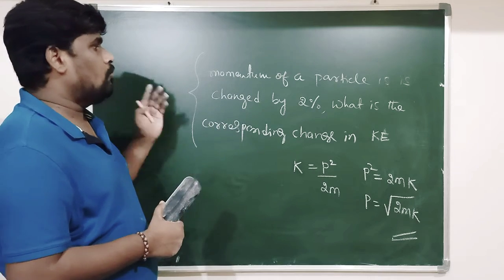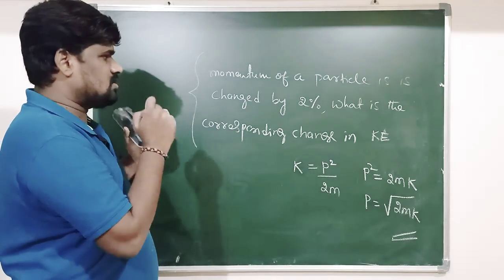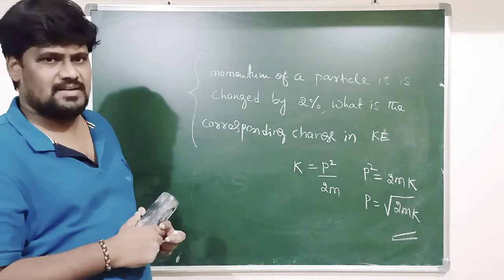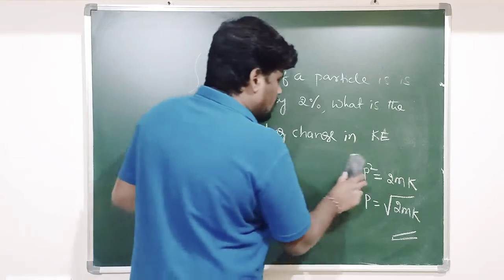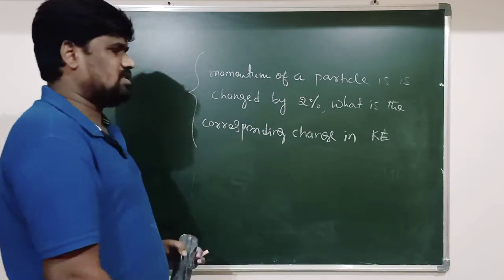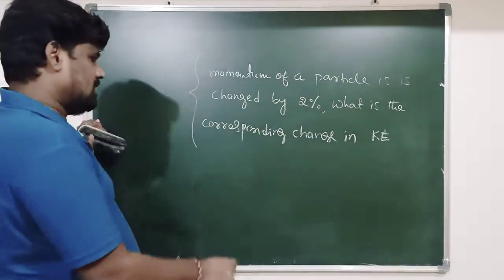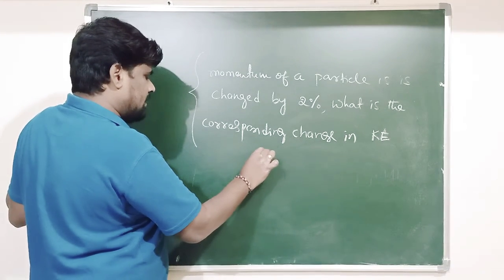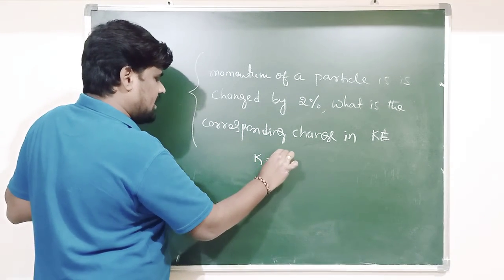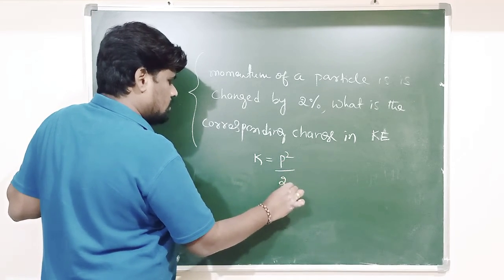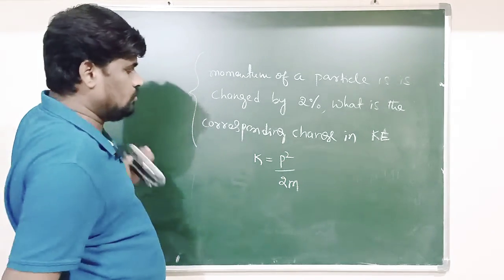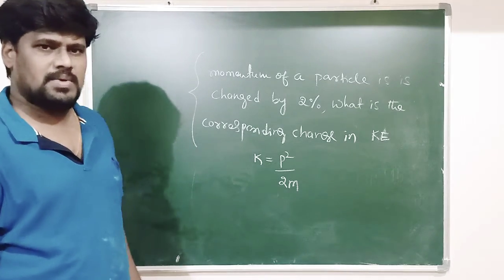What is the problem? Momentum of a particle is changed by 2%. What is the corresponding change in kinetic energy? What is the formula to calculate the kinetic energy? The kinetic energy can be calculated by using the formula K is equal to P square by 2m.